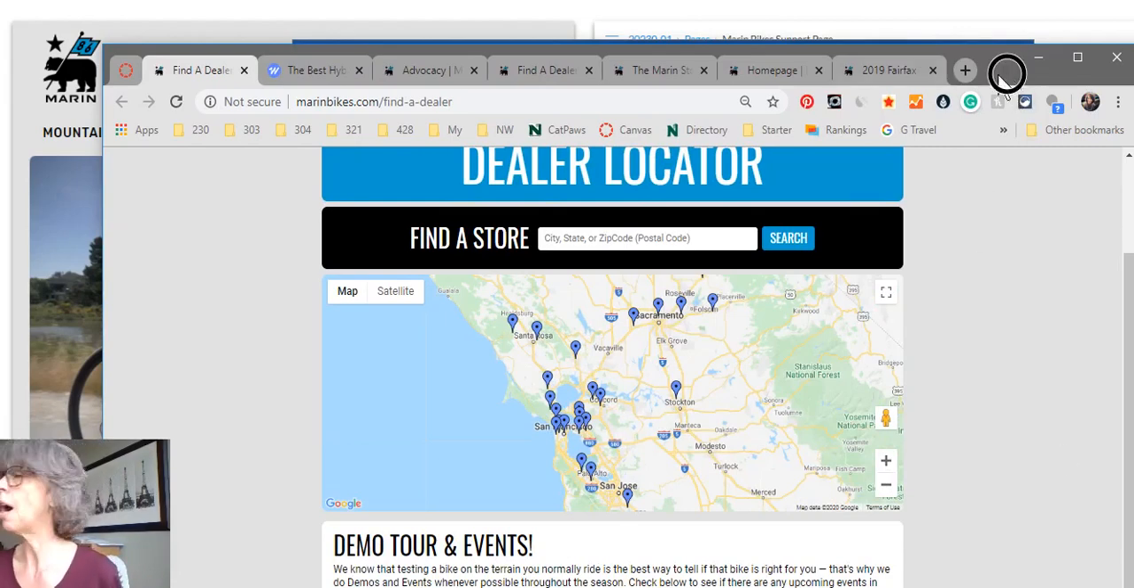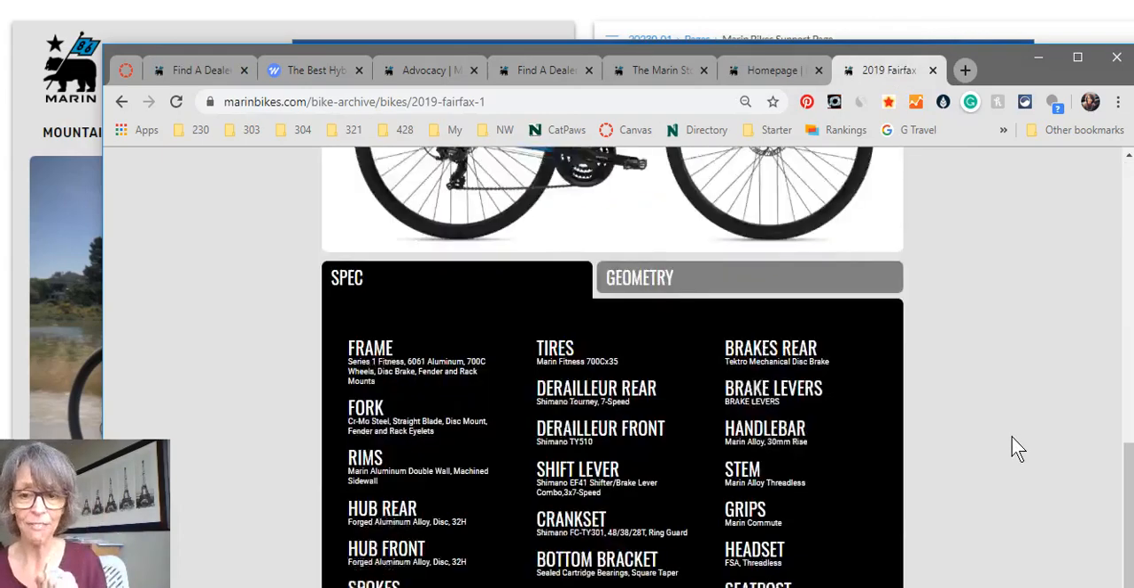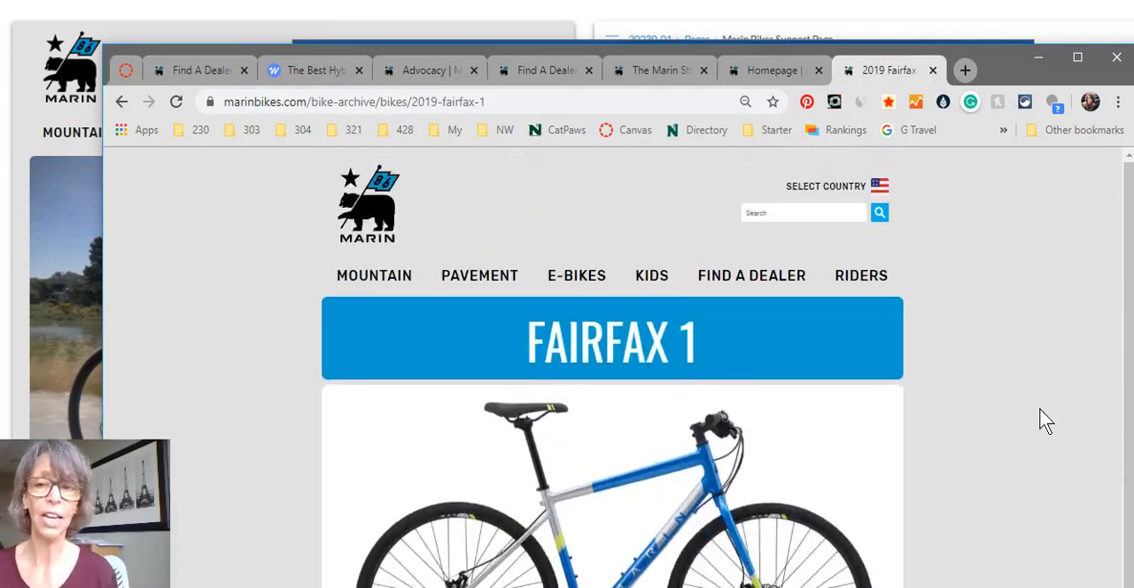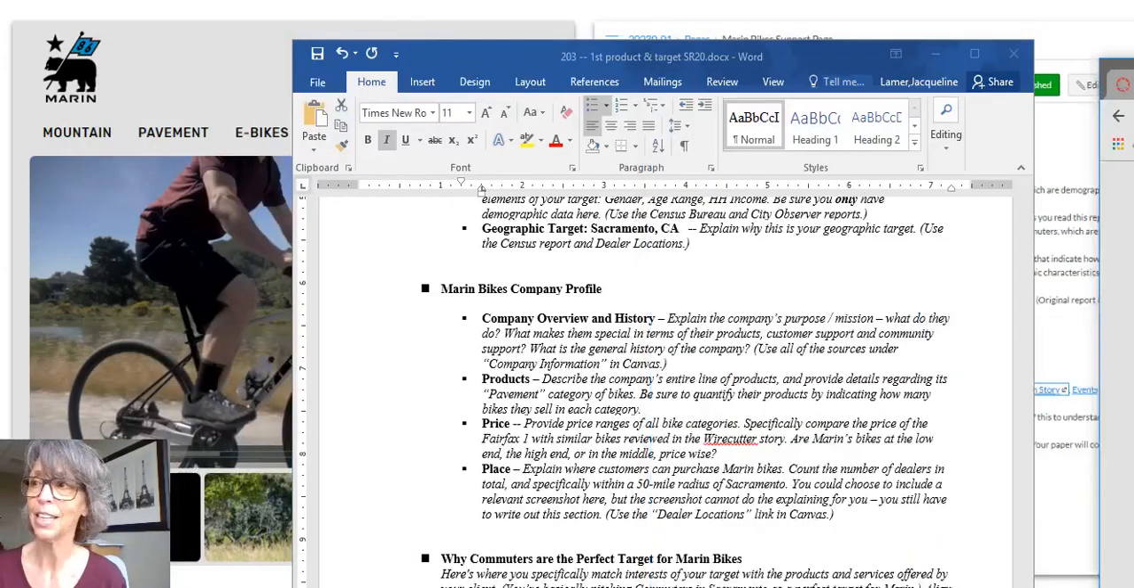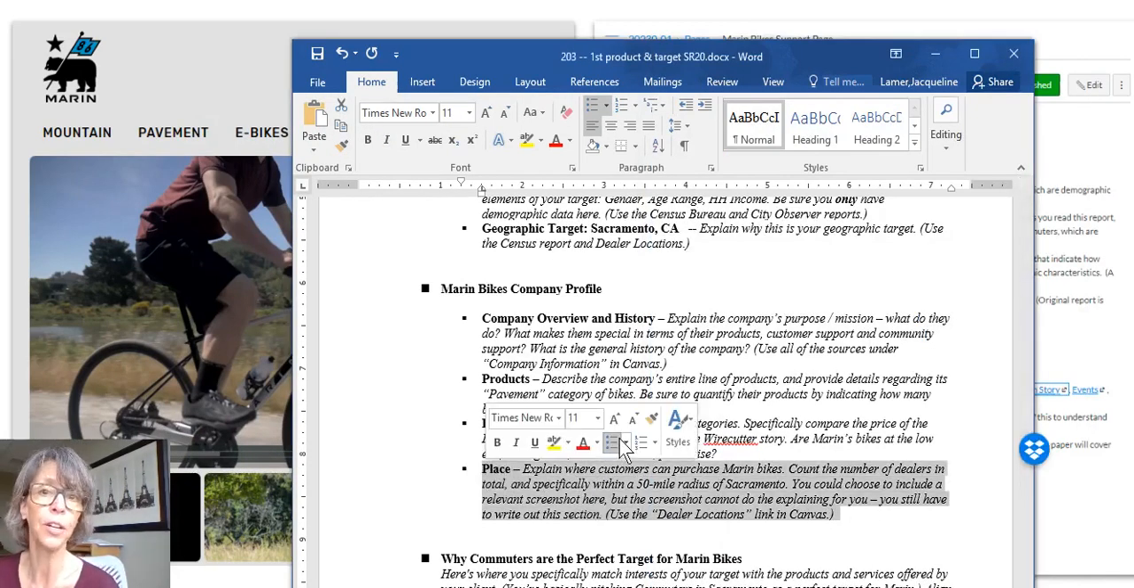And you want to also mention, of course, whether the bikes are available to be purchased online. Can somebody purchase this online? So this is what this section is for here in your paper.